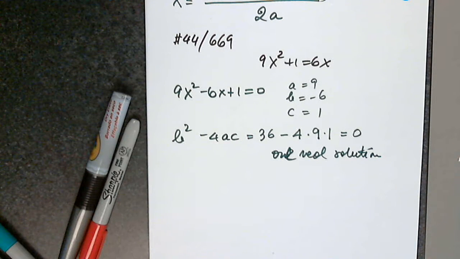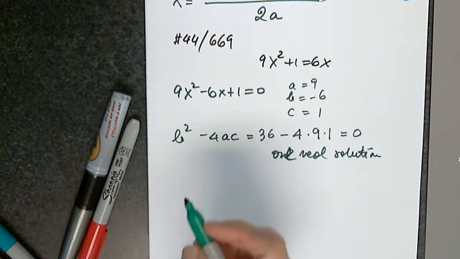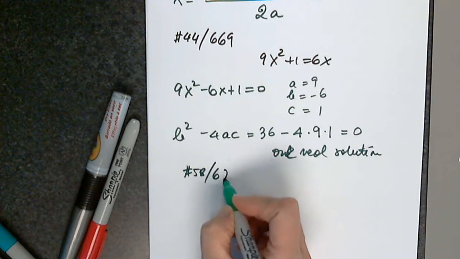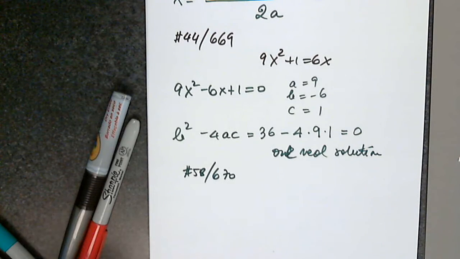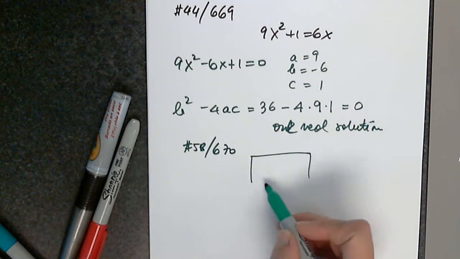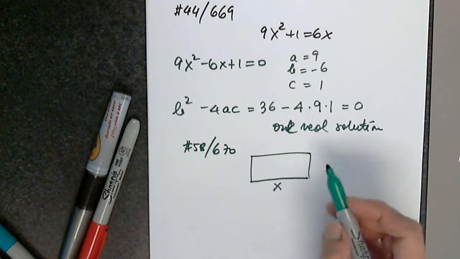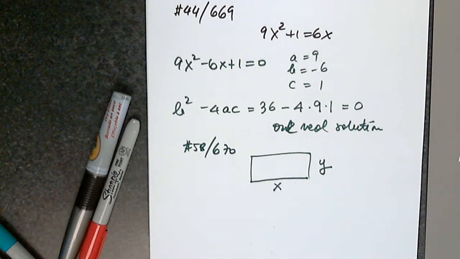Good. Let's look at a word problem here. Okay, 58 on page 670. A rectangle is 3 times longer than it is wide. Here's a rectangle. Here's the length. Here's the width. And I'm told a rectangle is 3 times longer than it is wide. What equation do I have to write immediately?